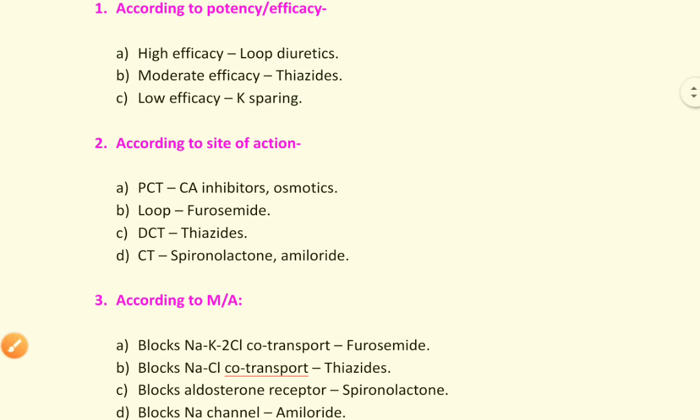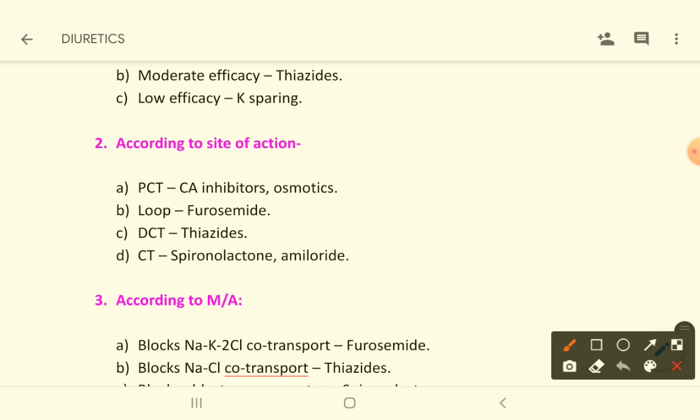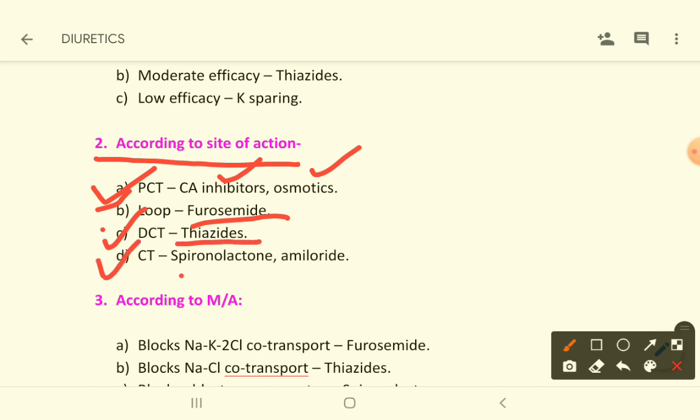Now, according to site of action, in the proximal convoluted tubule, carbonic anhydrase inhibitors and osmotic diuretics act. On the loops, furosemide; distal convoluted tubule, thiazides; and collecting duct and collecting tubules, we have drugs like spironolactone, amiloride, etc.